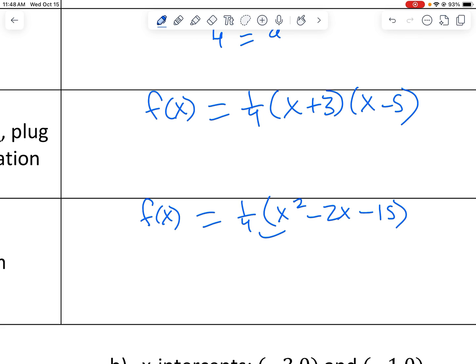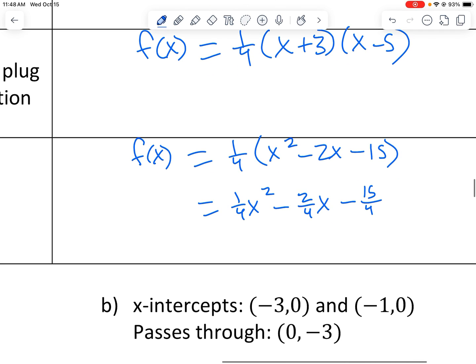So now I can distribute this 1/4 all the way through there. 1/4 of x squared is 1/4 x squared. 1/4 of 2x is going to be negative 2/4 x. And the last one is going to be negative 15/4. I can usually simplify here. The only thing that it does is this one, so let's go ahead and simplify that. The tiny bit that it does is just 1/2 x and then minus 15/4.